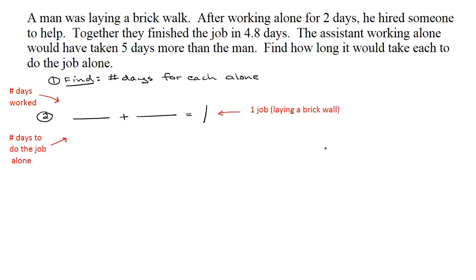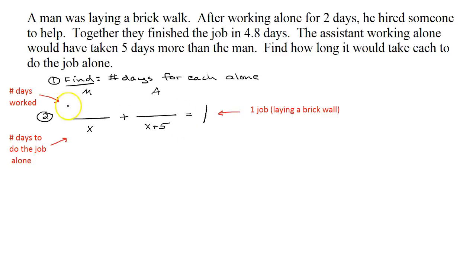So I've got it set up here. Step 1, find the number of days for each alone. And I've got my fraction ready to go, and I just need to fill it in. Now, it says we're trying to find how long it would take each to do the job alone. I've got the man, and I've got the assistant. I know that it would take the assistant 5 days more than it would take the man. So if it takes the man X days, the assistant would take X plus 5 days. So I've got my denominators in.